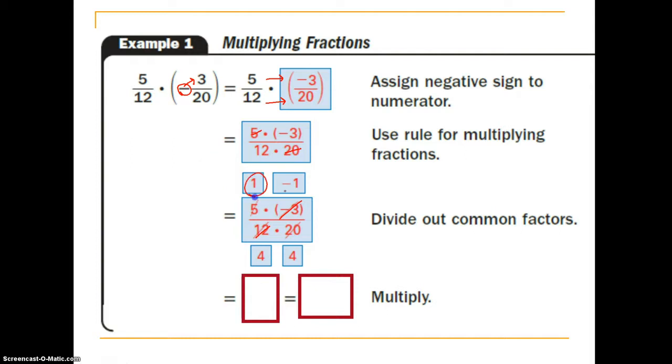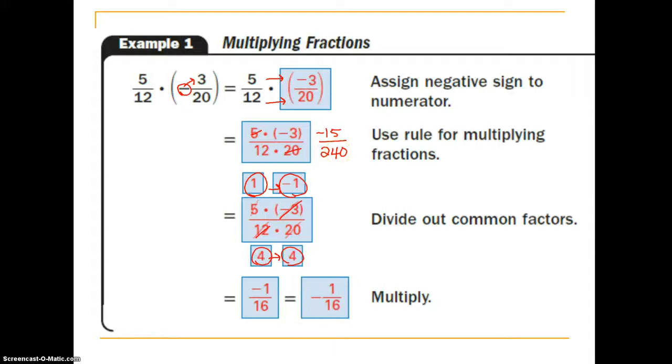Now we just multiply, and sometimes I like to circle these so I know what I'm multiplying by now. 1 times negative 1 and 4 times 4. So negative 1/16. Again, you could have just multiplied at the very top and then simplified from there. You would have gotten the same answer. And it doesn't matter where the negative is as long as there's one negative.